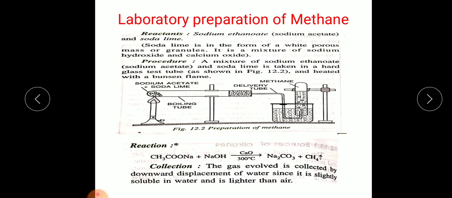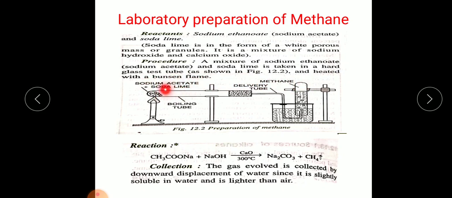Laboratory preparation of methane. How can we prepare methane in the lab? The reactants used are sodium ethanoate, sodium acetate, and soda lime, where soda lime is a mixture of sodium hydroxide and calcium oxide. Now, the procedure: a mixture of sodium ethanoate, that is sodium acetate, and soda lime is taken in a hard glass test tube as shown in the figure and heated with a Bunsen flame.